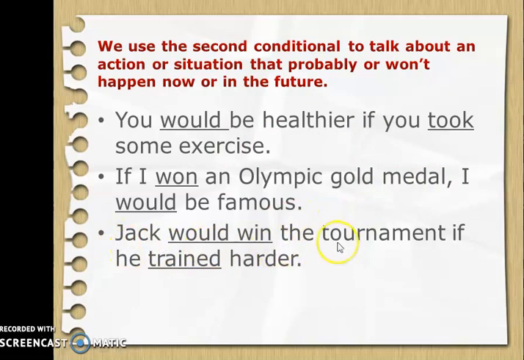Another example, Jack would win the tournament if he trained harder. The if clause is placed after the main clause, therefore no comma. And the main clause takes on would plus an infinitive. There's always a base word after would because would is a modal word. The if clause always takes on a past tense word because we are referring to situations which probably would not happen now or in the future. You are only talking about something that you imagine would happen, but actually it doesn't happen now. It will not happen in the future as well.